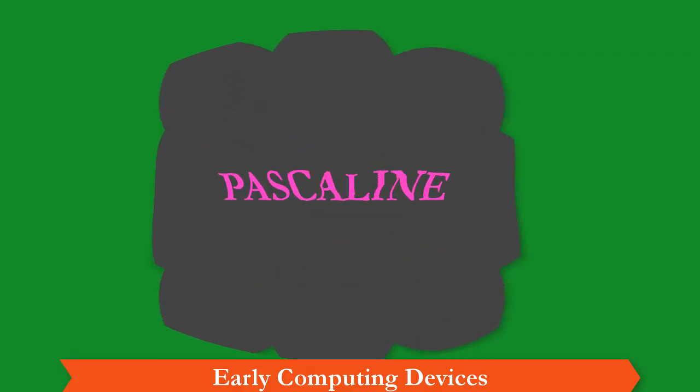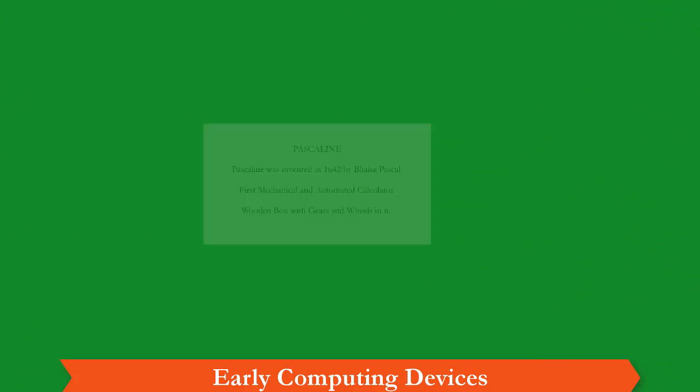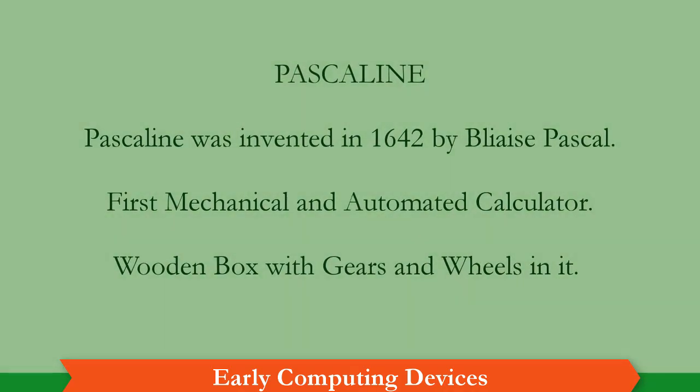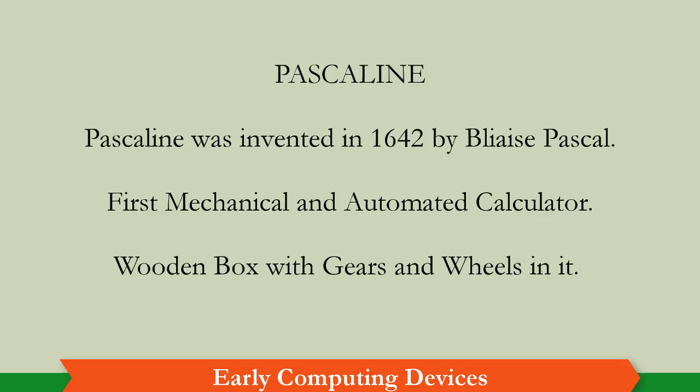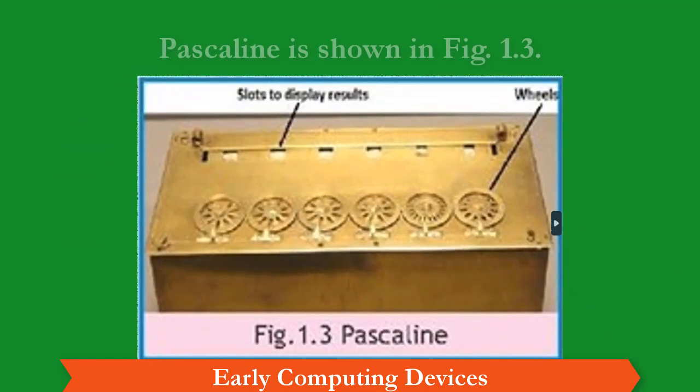1.2. PASCALINE. PASCALINE was invented in 1642 by Blaise Pascal, a French mathematician. It was thought to be the first mechanical and automated calculator. It consisted of a wooden box with gears and wheels in it. PASCALINE is shown in Fig. 1.3.